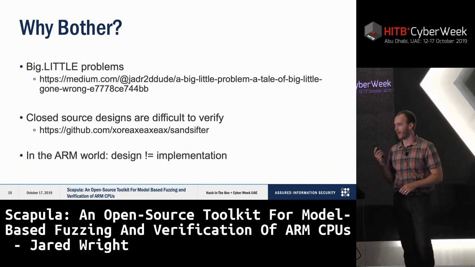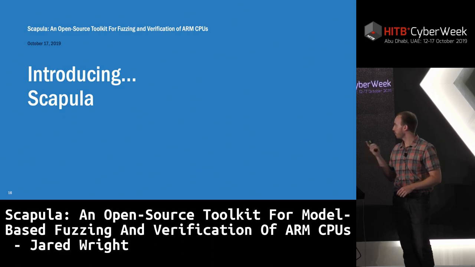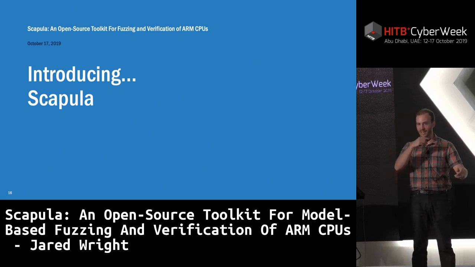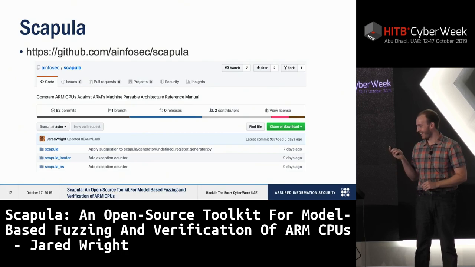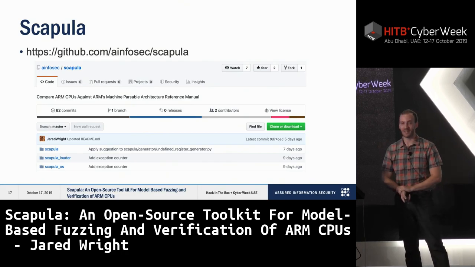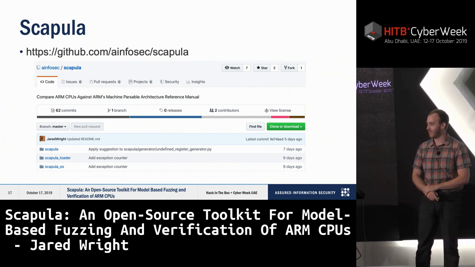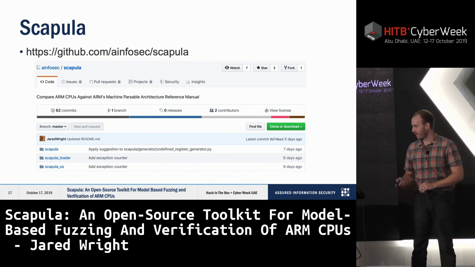So with all this background in mind, I'd like to introduce the tool that I wrote to address this. Scapula is the name of the tool. Once again, with the terrible puns: what goes inside of the shoulder? That's right, the scapula, your bone. Scapula is open source. It's up on GitHub right now, under my company's group, ainfosec/scapula, where you can find it.